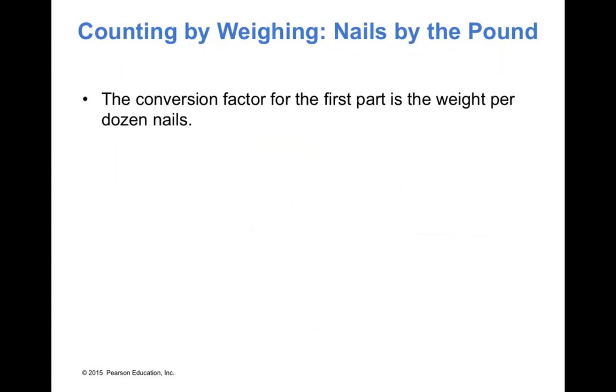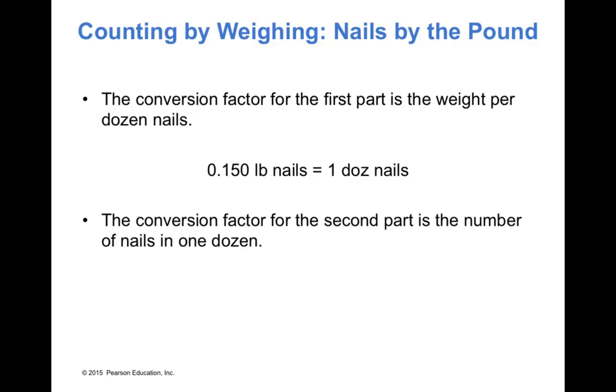So the conversion factor for the first part is the weight per dozen nails. Okay, so this is the definition that was in the problem. And as a definition, remember that we can create two conversion factors. We can put this in the numerator and this one in the denominator, or this one in the numerator and this one in the denominator, creating two conversion factors. And remember that we need to use the one where the unit that we need to cancel is in the denominator. That's the conversion factor that we need to use.